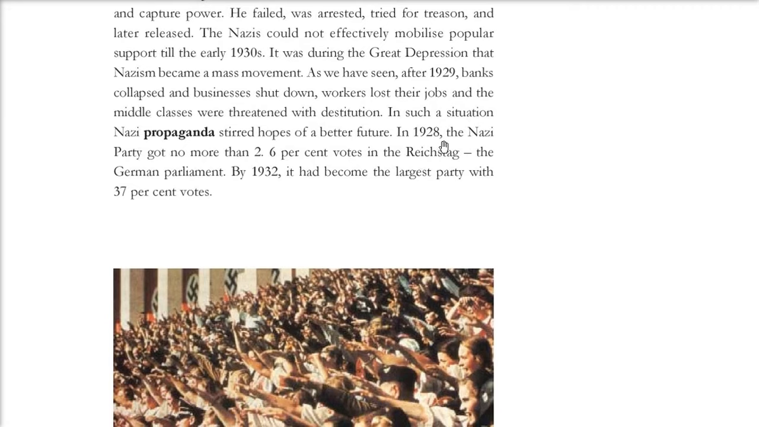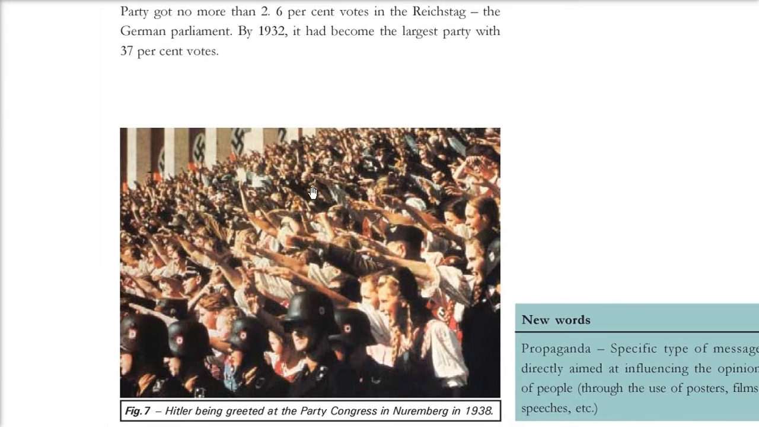So in 1928, the Nazi party just got 2.6% of the vote in the Reichstag, that is the German parliament. But after 4 years, in 1932, this party, the Nazi party, became the largest party with 37% of the votes. If you see, this is how Hitler is being greeted at the party congress in Nuremberg.